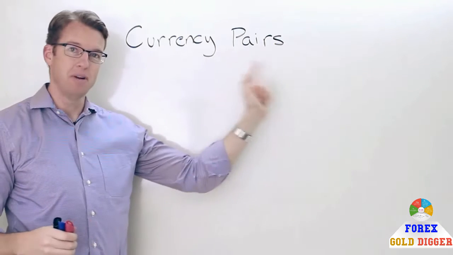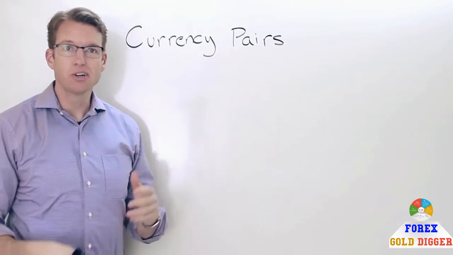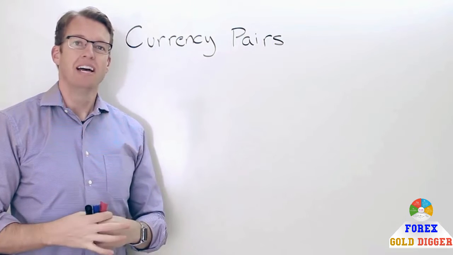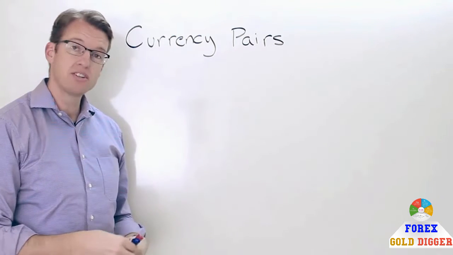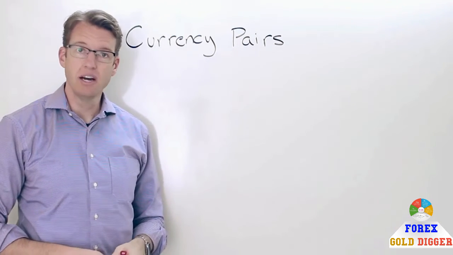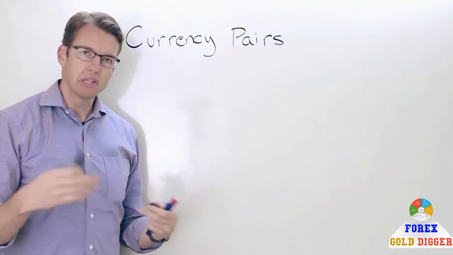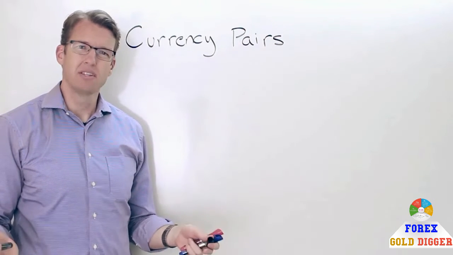Look at currency pairs. What constitutes a major versus a minor or a cross pair, and what are the relative advantages or potential disadvantages between those different kinds of currency pairs? So let's put a little bit of a sense of scale so we understand the difference here.